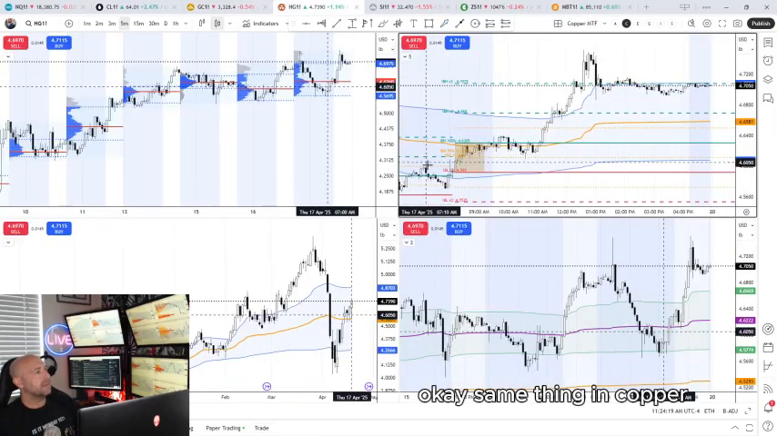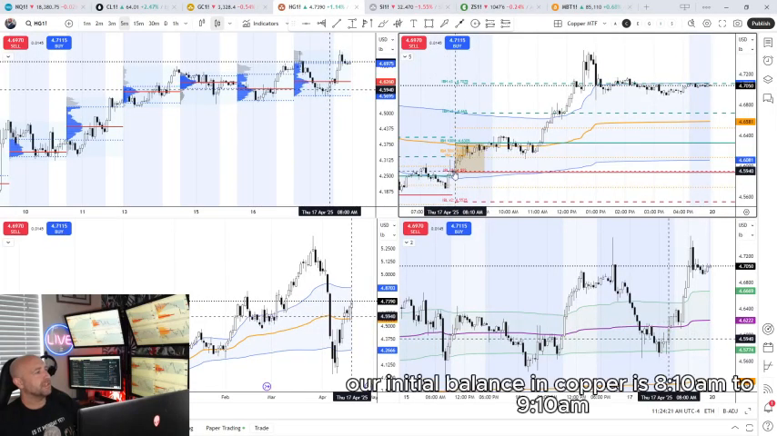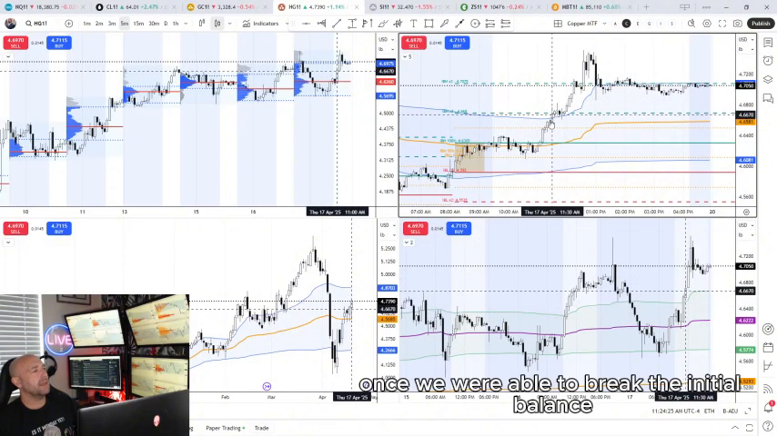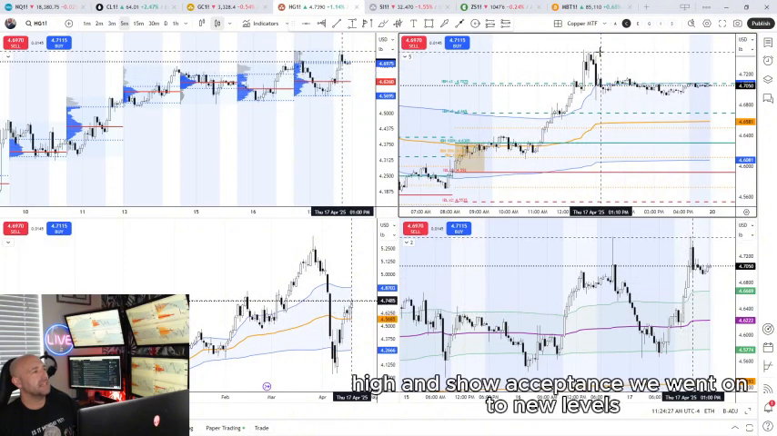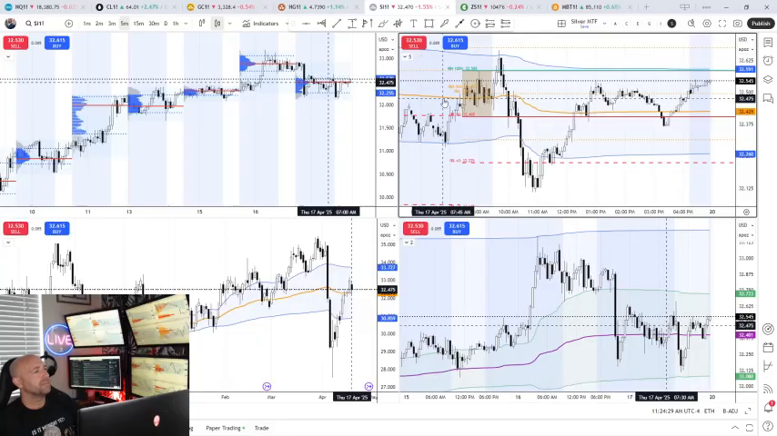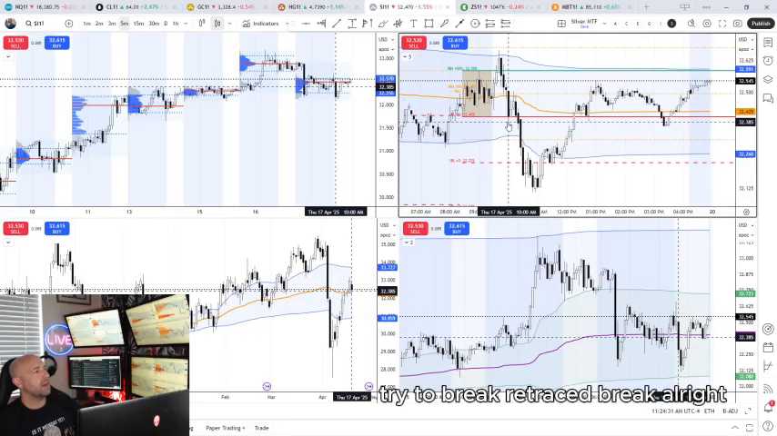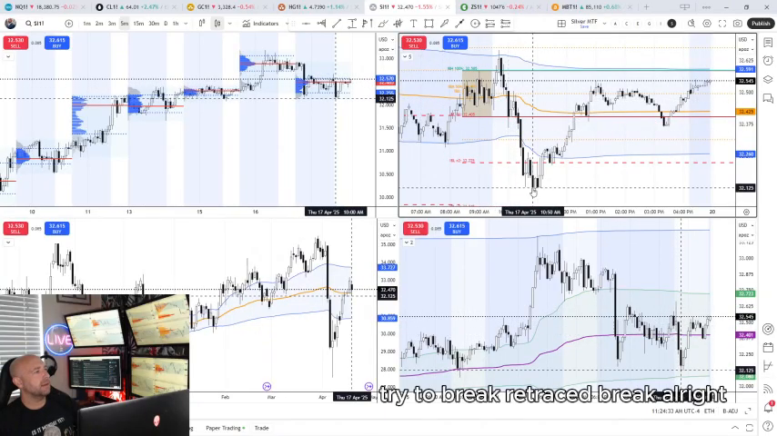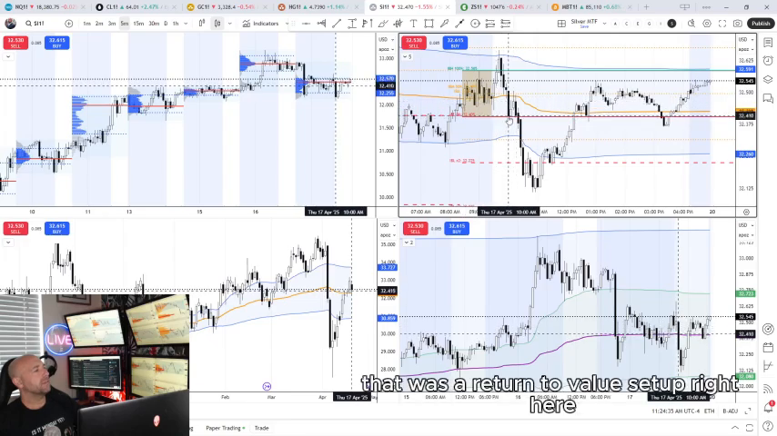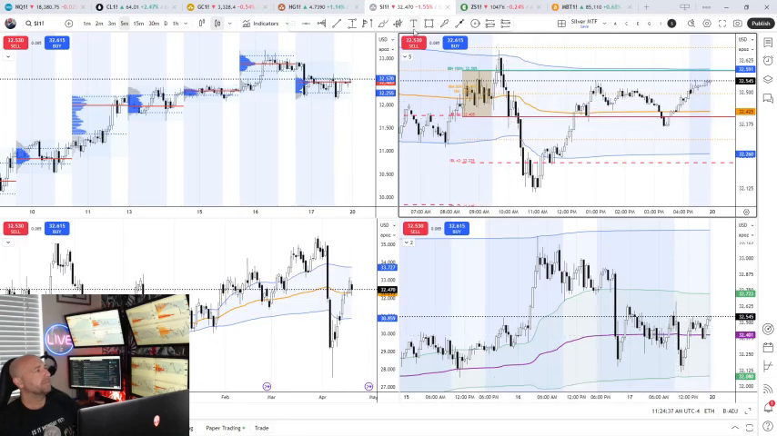Okay, same thing in copper. Our initial balance in copper is 8:10 a.m. to 9:10 a.m. Once we were able to break the initial balance high and show acceptance, we went on to new levels. Silver, same story, tried to break, retraced, break. We had the bounce there. That was a return to value setup right here on silver.